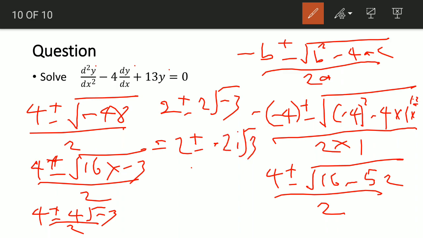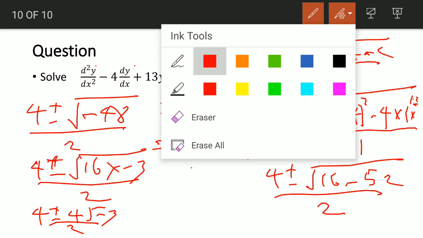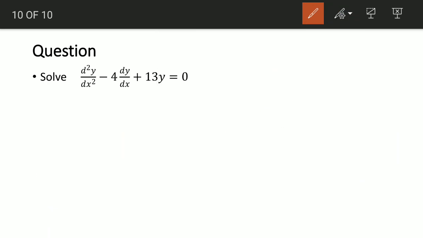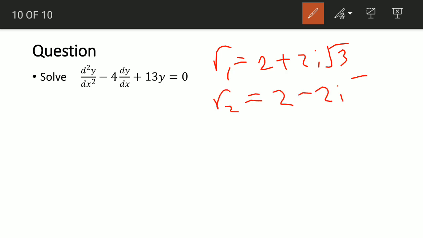Remember, it's a complex number. Why? Because it's a square root of a negative number. Once you see a square root of a negative number, you know you are dealing with complex numbers. Okay, so at this point now, let's rub off. So we can say that our R1 now is equal to 2 plus 2i root 3. Okay, and our R2 is equal to 2 minus 2i root 3. It is obvious here that our a, small a, is equal to 2 and our b is equal to 1.